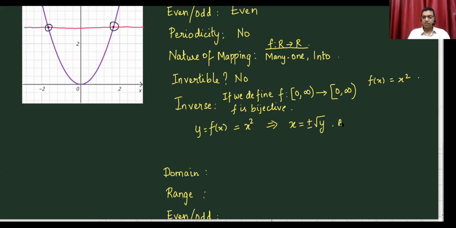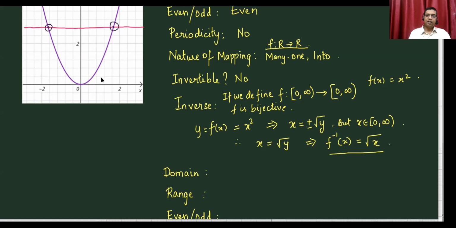Since x belongs to 0 to infinity, therefore x is root y. So we replace x by f inverse of x and y by x, and you get this as your inverse. F inverse of x will be root of x, provided you define the function only for this portion.